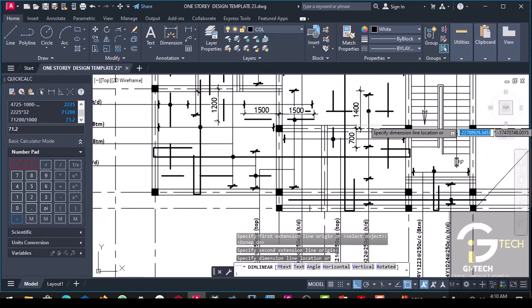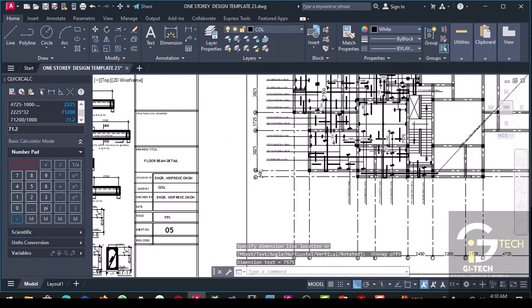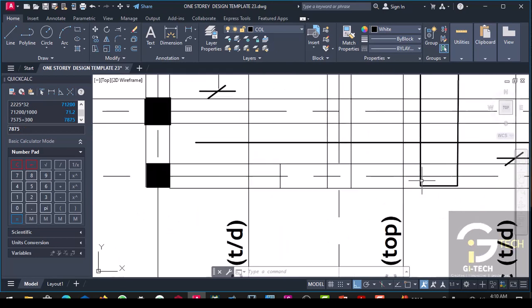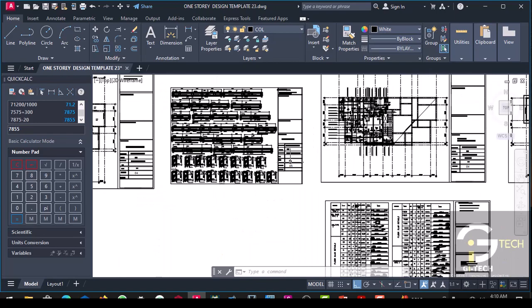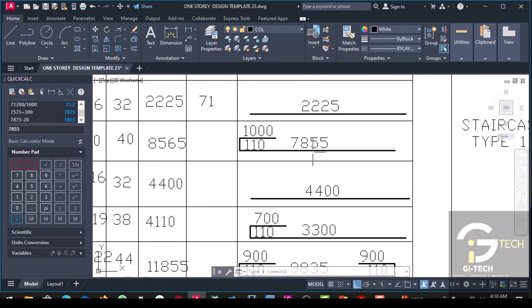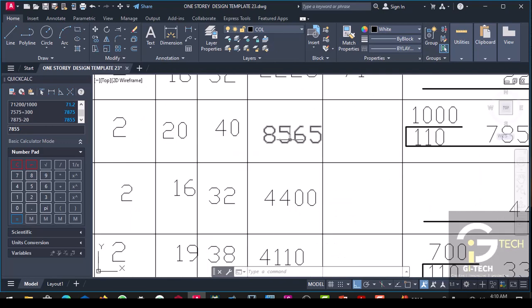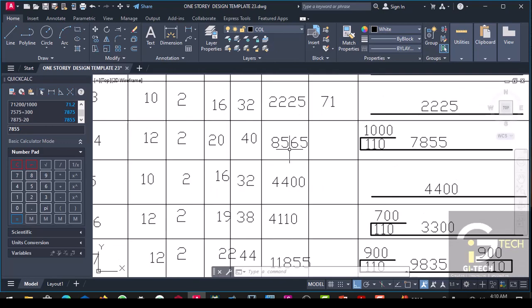The length of the shape is 7575 plus 300, then we subtract 20 from it, minus 20. So we have 7855. Then here we have 1000. So when you add it up, you have 8565. So 8565 times 40.